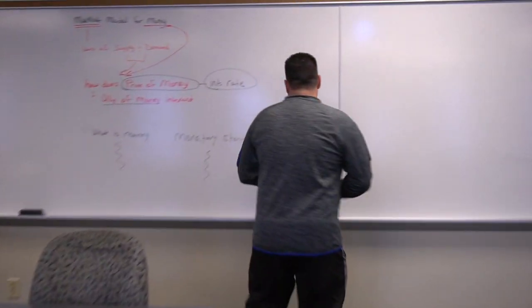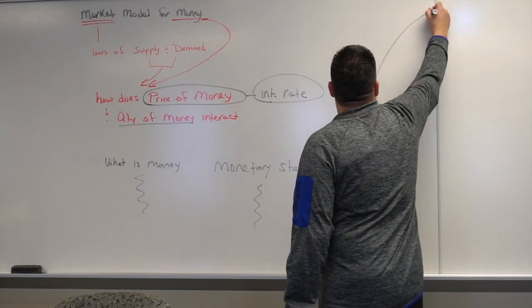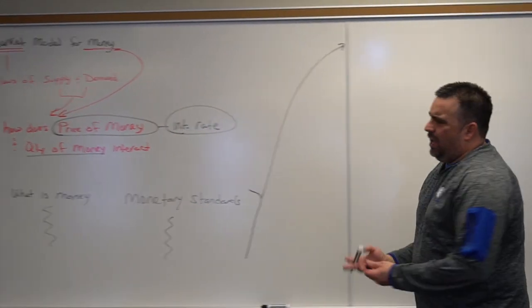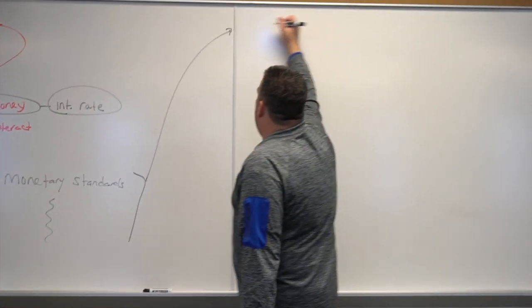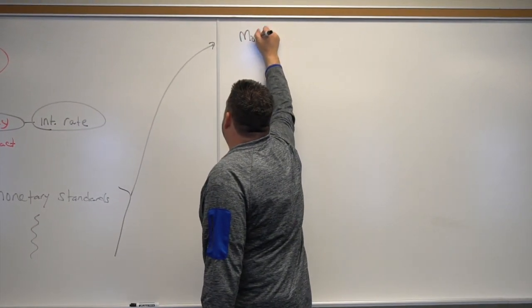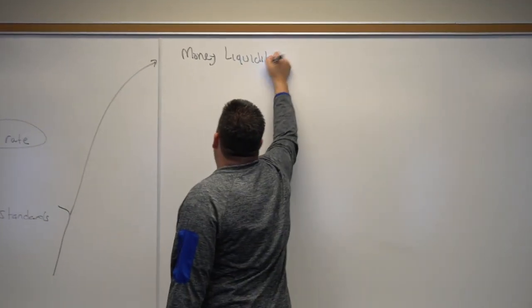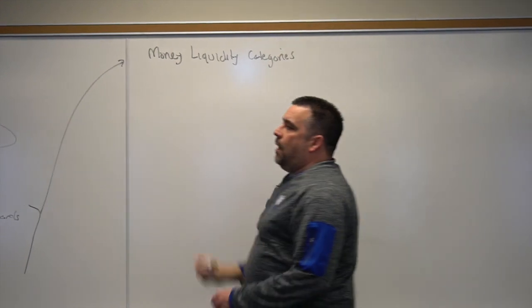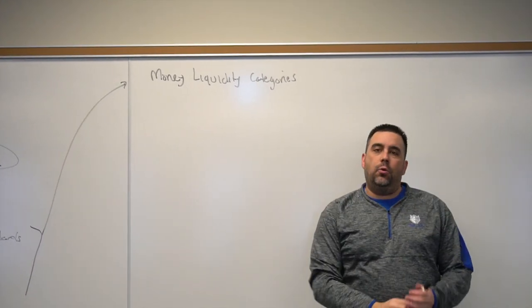Okay, so let's go ahead and move on. Now that we have this idea of monetary standards, we want to categorize our money. I guess they don't really formally have a set in stone formal name, so I call them money liquidity categories. So basically, we are going to categorize money based on its liquidity.